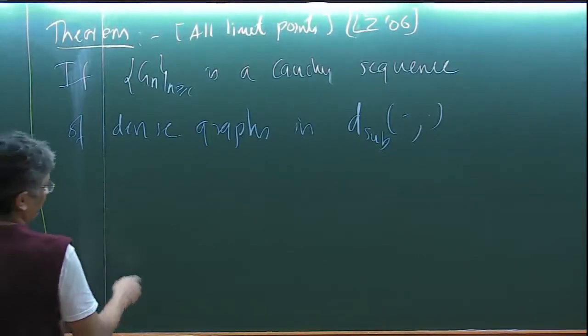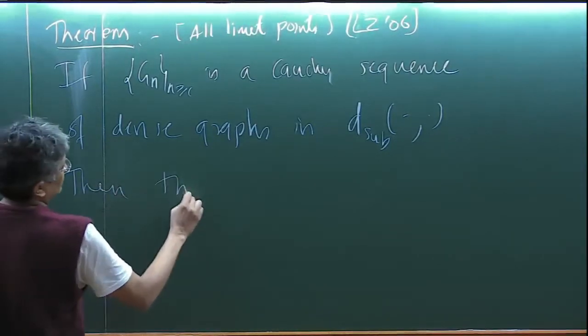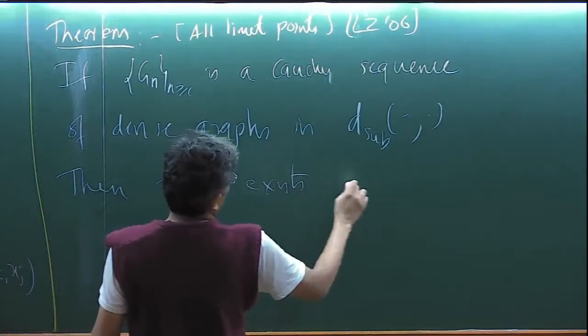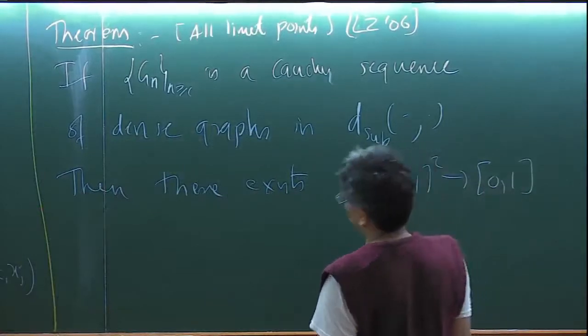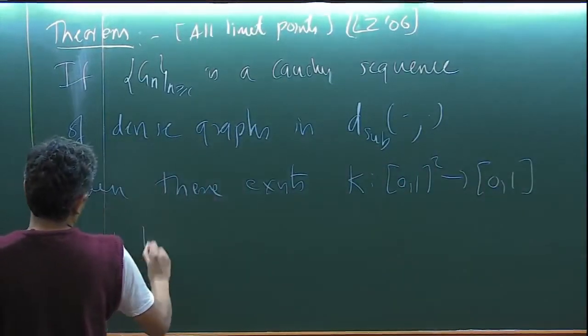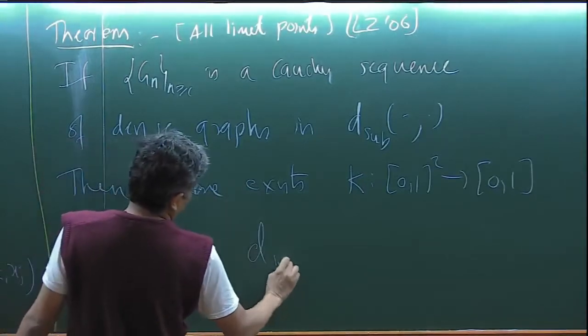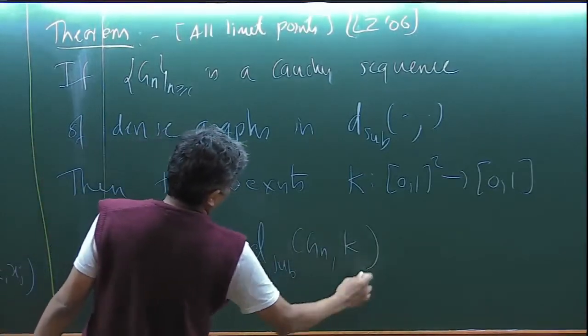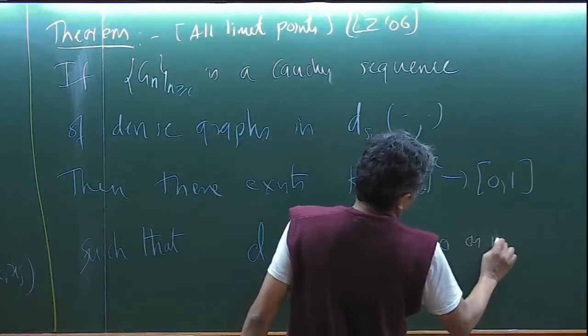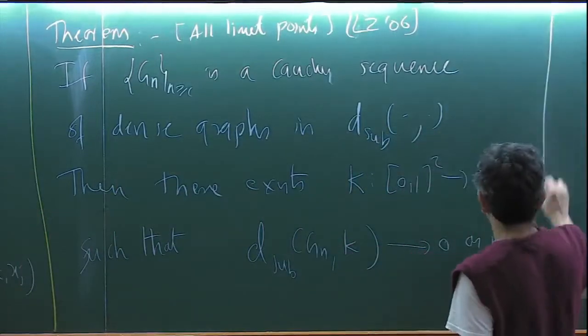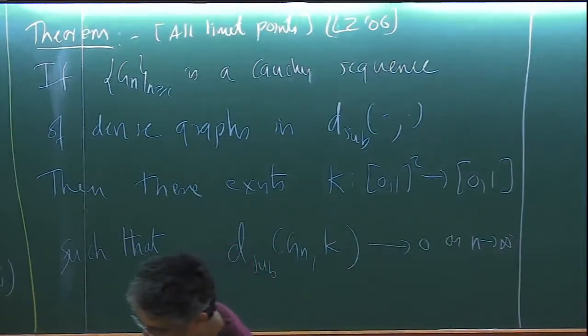So then there exists a graphon kappa such that you look at the subgraph metric of G_n and kappa. When I say d sub G_n kappa, I just put t_F of kappa, and t_F of kappa is by this definition. So this goes to 0 as n goes to infinity. This was the major theorem that came out in 2006, that everything came from one function like this.